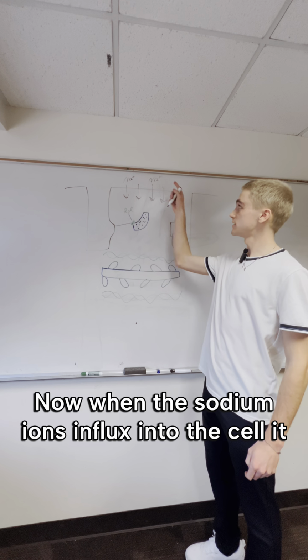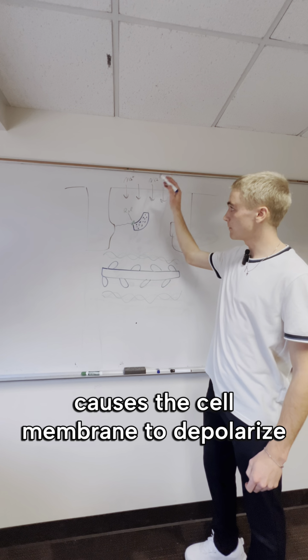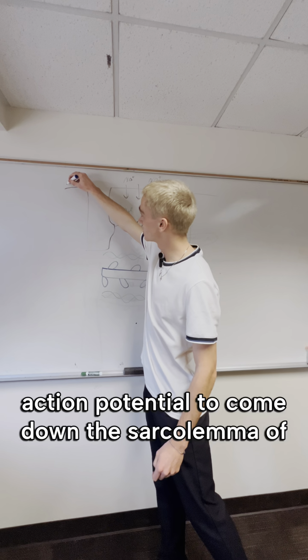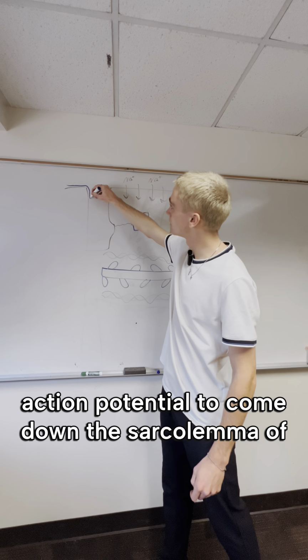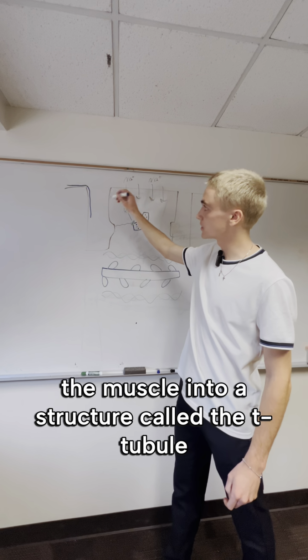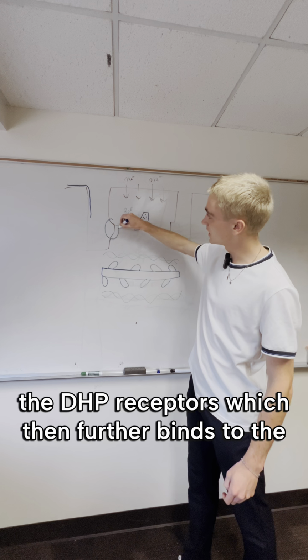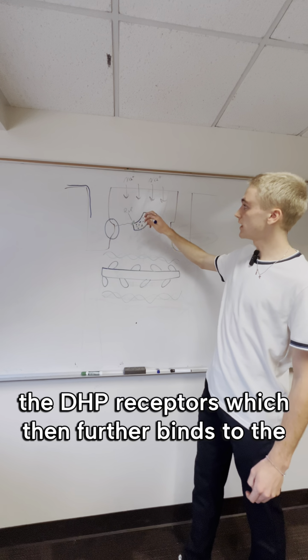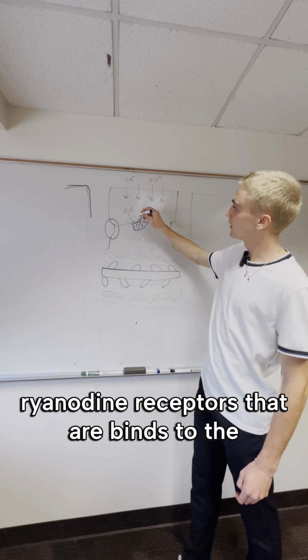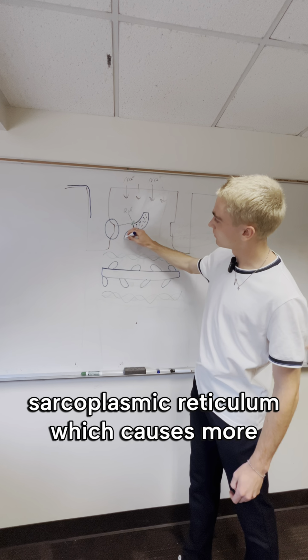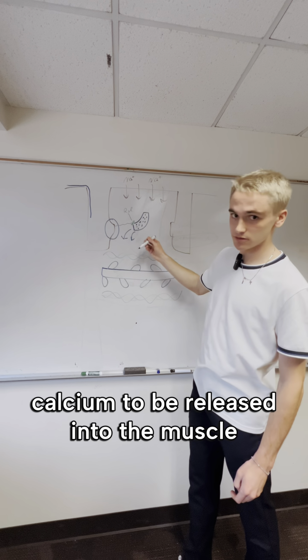Now, when the sodium ions influx into the cell, it causes the cell membrane to depolarize or get more positive, and that causes another action potential to come down the sarcolemma of the muscle into a structure called the T-tubule. And on these T-tubules, there's a receptor, the DHP receptors, which then further binds to the ryanodine receptors that bind to the sarcoplasmic reticulum, which causes more calcium to be released into the muscle.